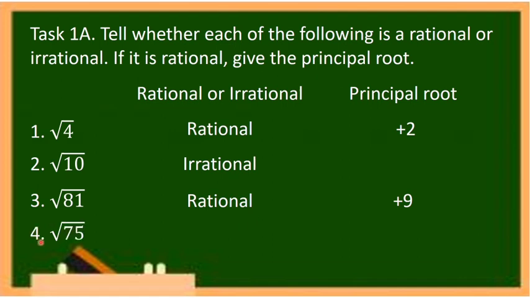And we have number 4, the square root of 75. So this is an irrational number because there's no such number that when you multiply it by itself, it will give a product of 75.